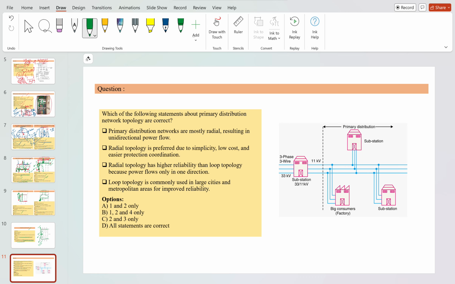Okay. This is one question I have kept for network topology, when it is radial or when it is a loop topology. You have to tell me which option is correct. Multiple options can be correct. There are four statements. You have to tell me which statements are actually correct. Try to solve this and let me know if there is any problem in understanding.